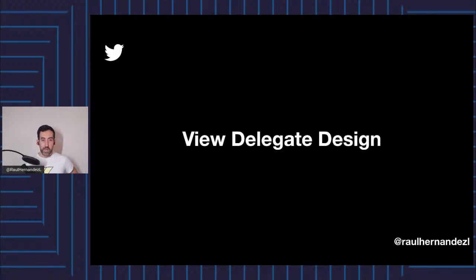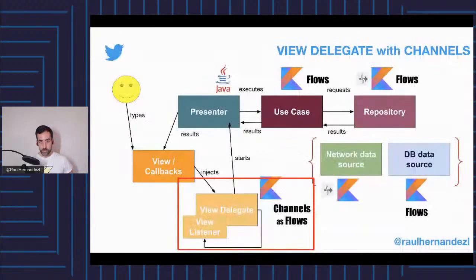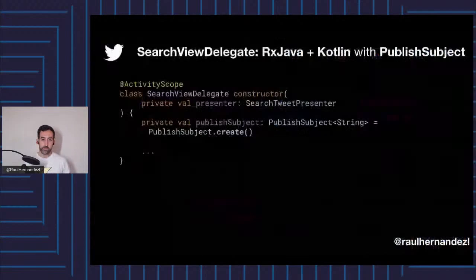Let's see what we have in the view delegate design. The view delegate design, if you remember, is basically the helper of the view. That makes the view totally passive because I don't want to put any responsibilities in my view. It's going to have the view listener for the search view that we'll see in a moment from the Android native component. And we'll start this reactive mechanism with the hot observable. And then we'll replace this from RxJava to channels.